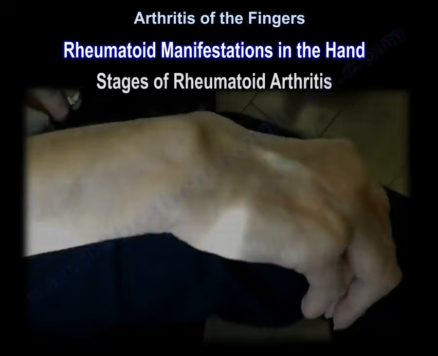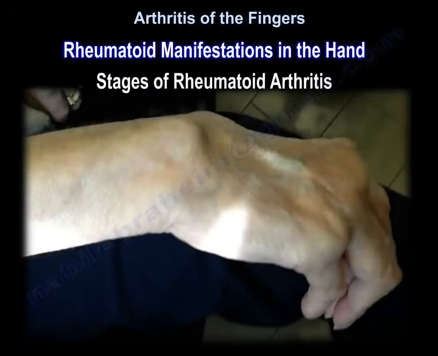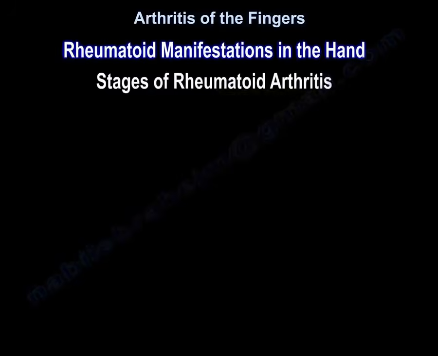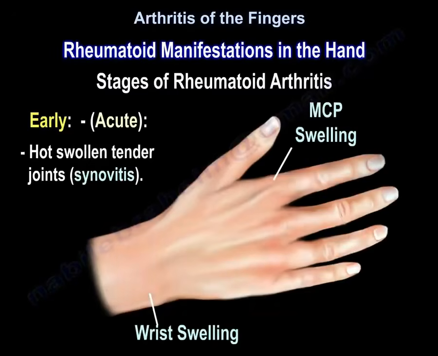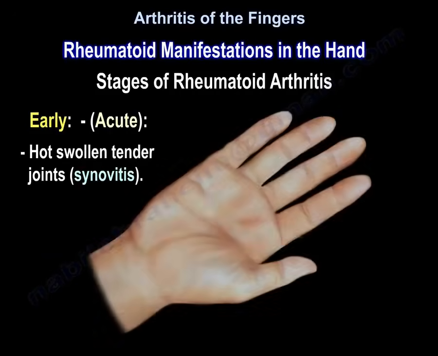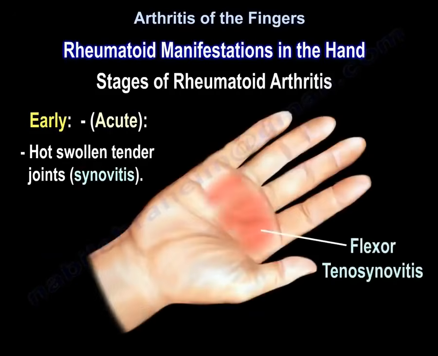What are the stages of rheumatoid arthritis of the hand? Early acute: hot, swollen, tender joints, synovitis. It can affect the wrist joint. It will have wrist swelling or MCP swelling. You can also have flexor tenosynovitis.